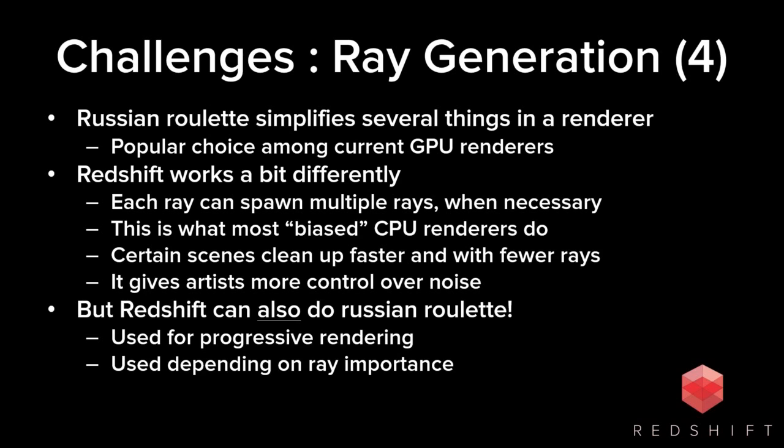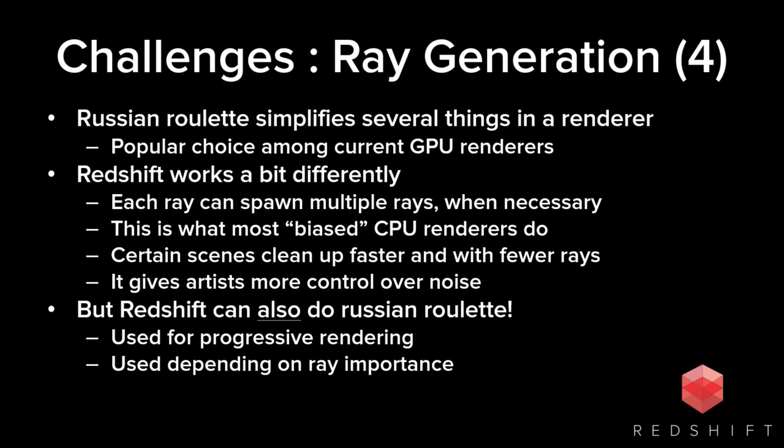Now, doing things the Russian roulette way is actually easier when you're developing a GPU renderer, which is why almost every single competitor is doing it this way. We chose to do it slightly differently. We chose to allow the renderer to spawn multiple rays out of one intersection point. And by the way, this is how V-Ray in its CPU version, Arnold, and other CPU renderers typically work.